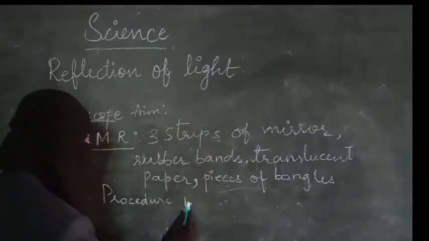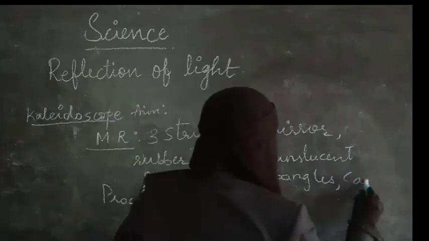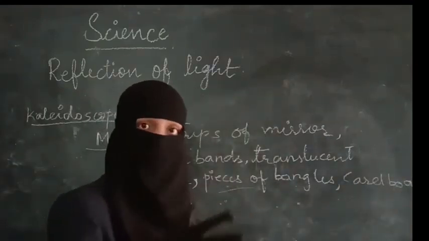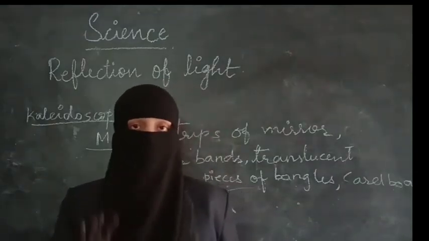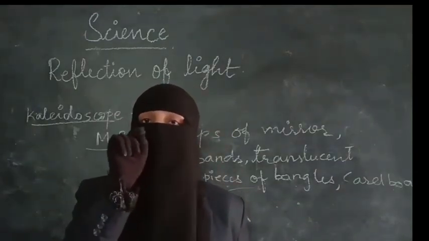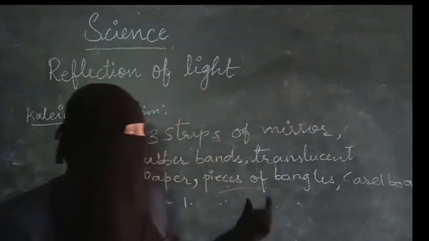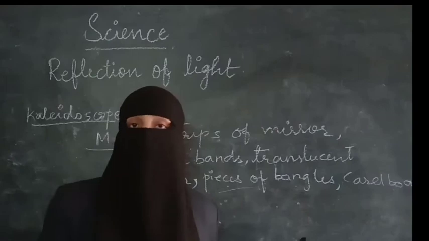Okay, one thing which is left was cardboard. And we have to cover it with the cardboard. The other side which was open, you cover with cardboard, and you have to make a small hole in the center. Now your kaleidoscope is ready. You made a hole in the cardboard and now your kaleidoscope is ready.